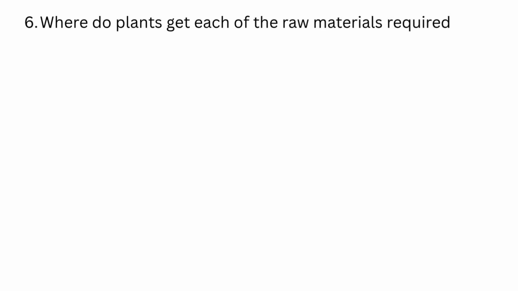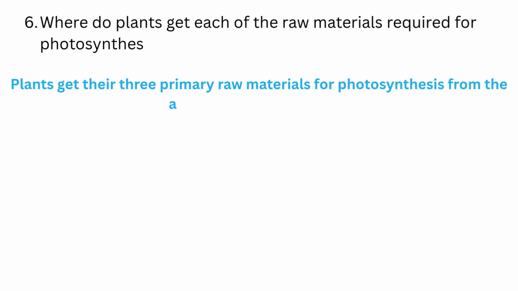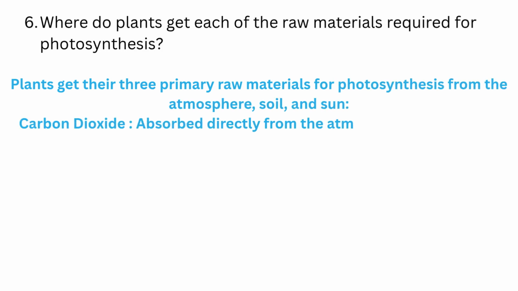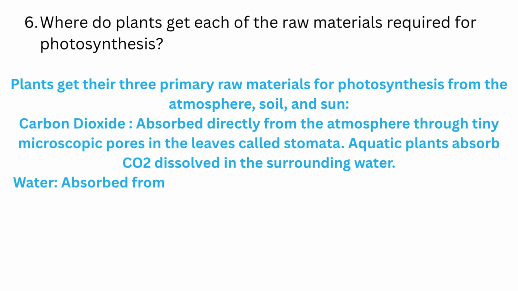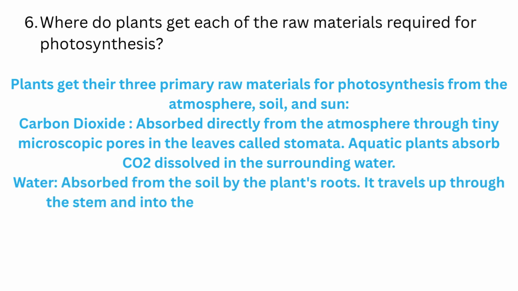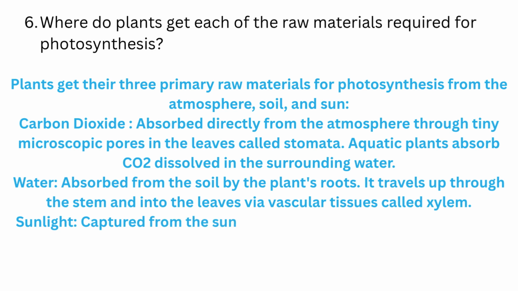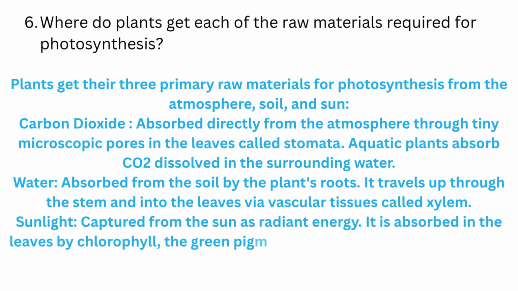Where do plants get each of the raw materials required for photosynthesis? Plants get their three primary raw materials for photosynthesis from the atmosphere, soil, and sun. Carbon dioxide is absorbed directly from the atmosphere through tiny microscopic pores in the leaves, called stomata. Water is absorbed from the soil by the plant's roots. Sunlight is captured from the sun as radiant energy.